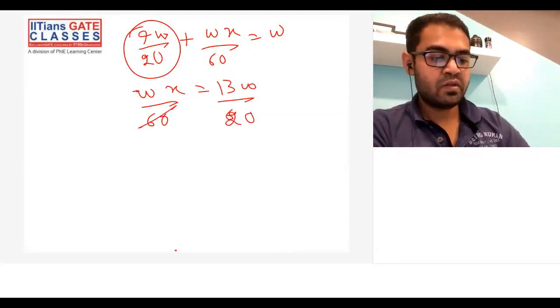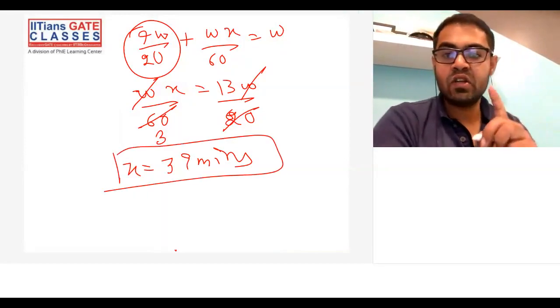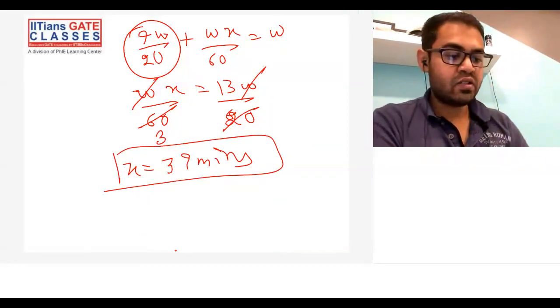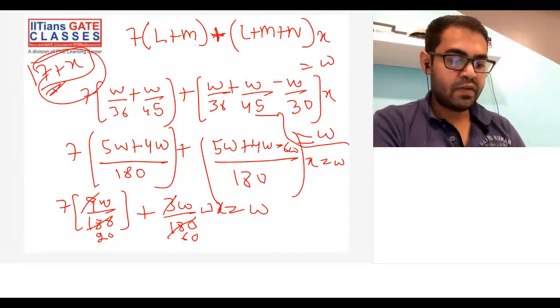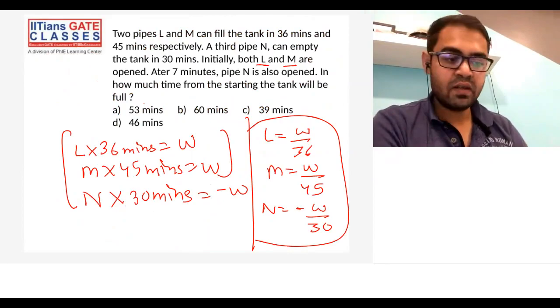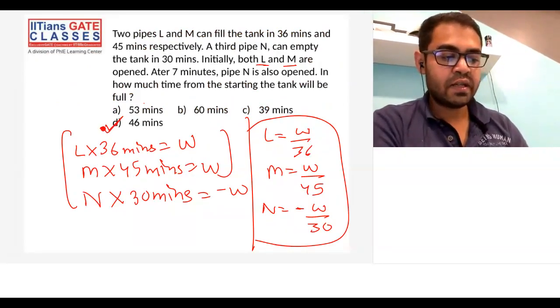So this and this will be cancelled 3. W and W can also be cancelled. X becomes 39 minutes. And I already told you your answer is not X. Your answer was 7 plus X. So X is 39, and 7 plus X would be 46. So D is the correct option.